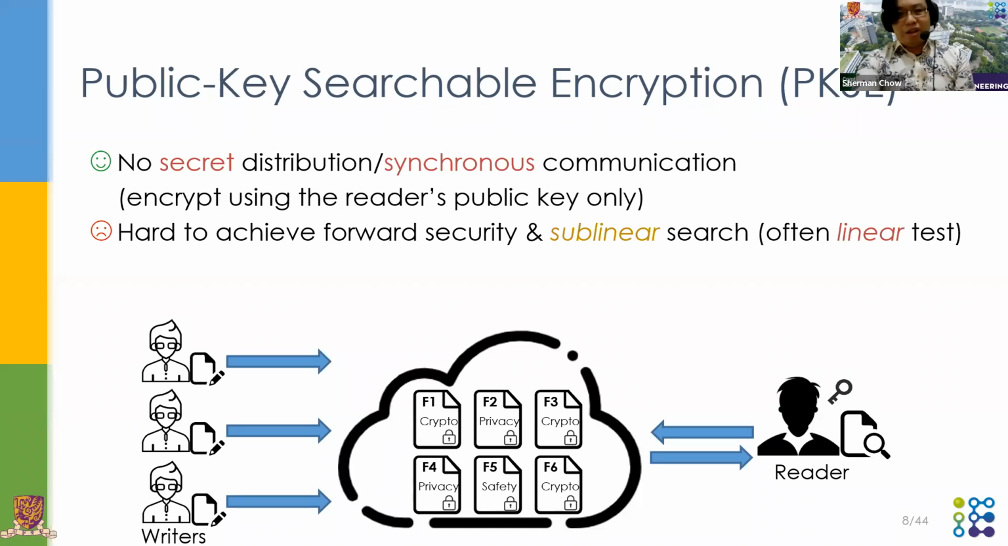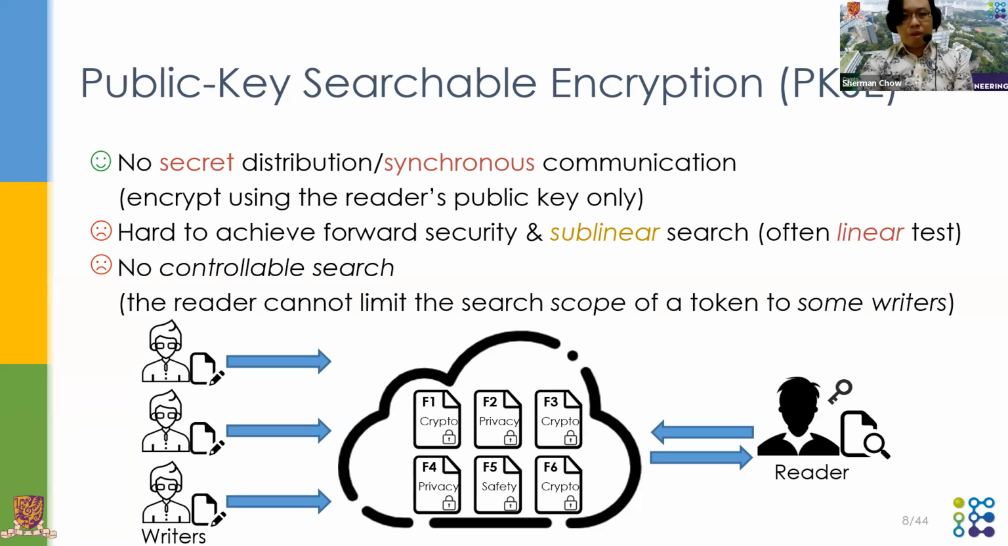But on the other hand, it is very difficult to achieve security and sublinear search. The scheme I quickly reviewed in the last slide has a test algorithm instead of a search algorithm. You can at best test whether a given ciphertext matches a given keyword or not. So in that sense, by definition, you need to go through it one by one.